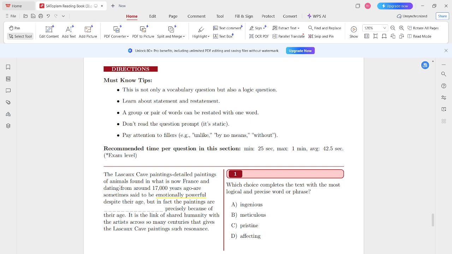Words like unlike or likely, by no means, by all means, without, and such words. So let's read this first question and see what word is the best fit here. So the Lascaux cave paintings.